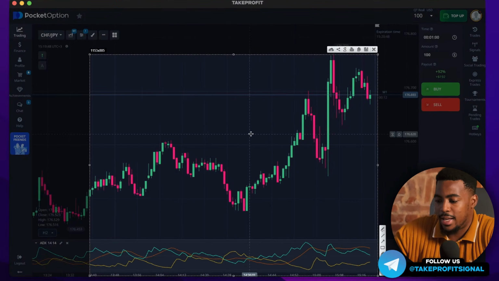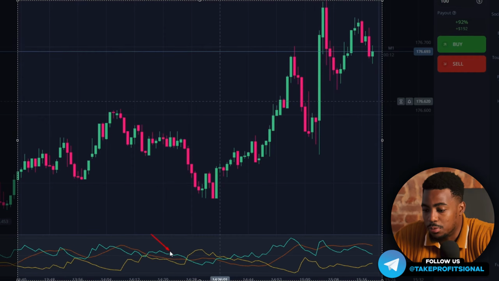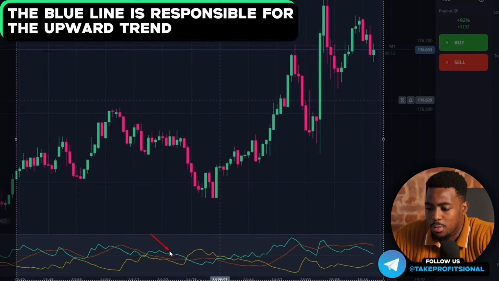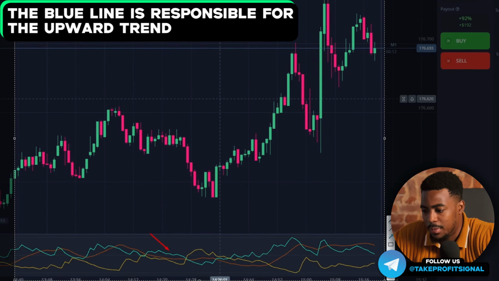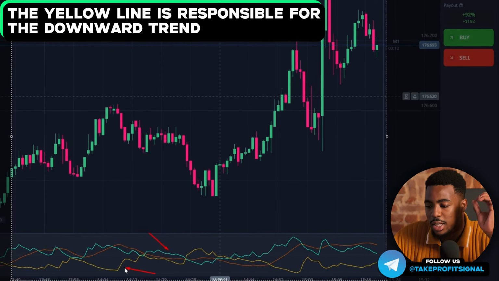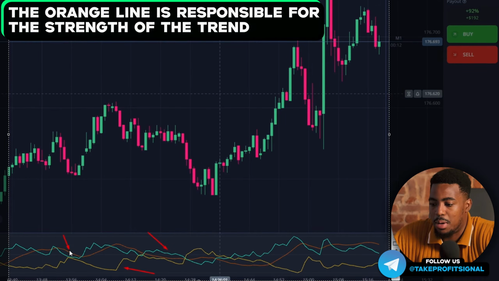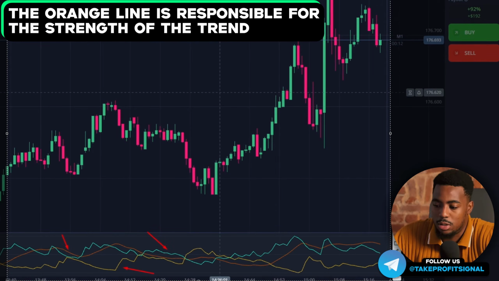So the ADX indicator consists of three lines. The first line is marked in blue. This line is responsible for uptrend. Our second line is marked in yellow and it tells us about a downtrend. And the third line is orange and it tells us about the strength of the trend.